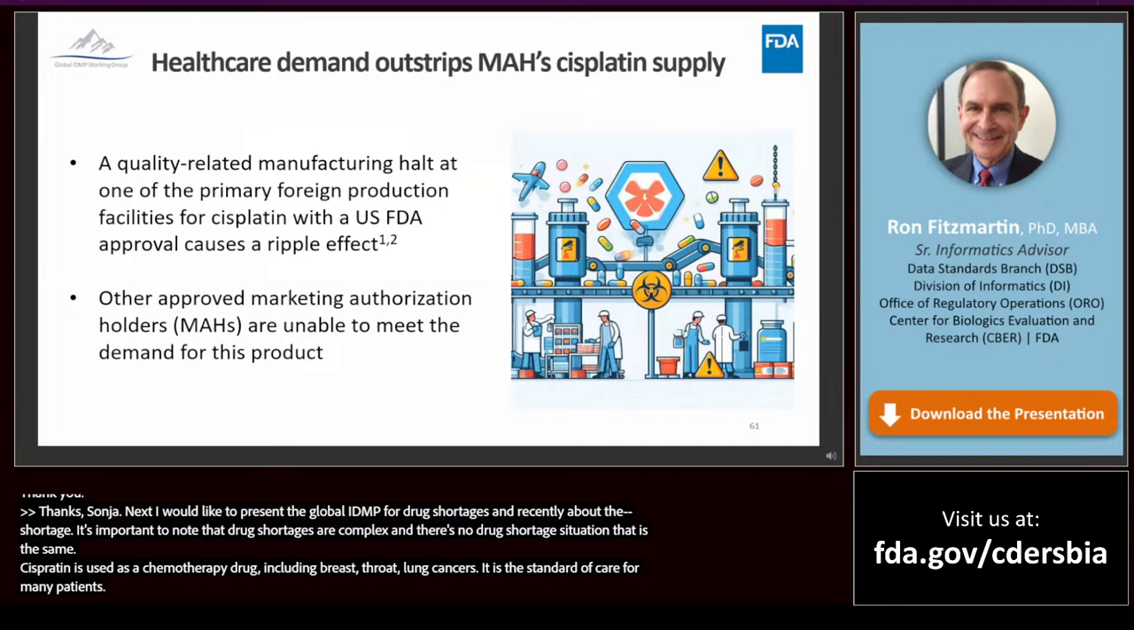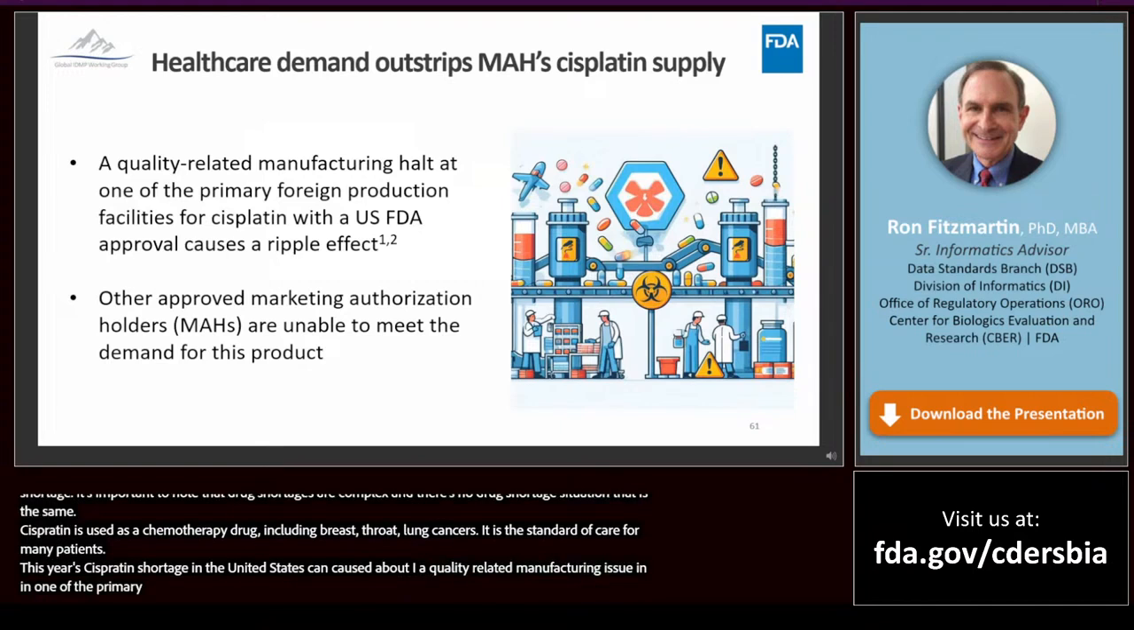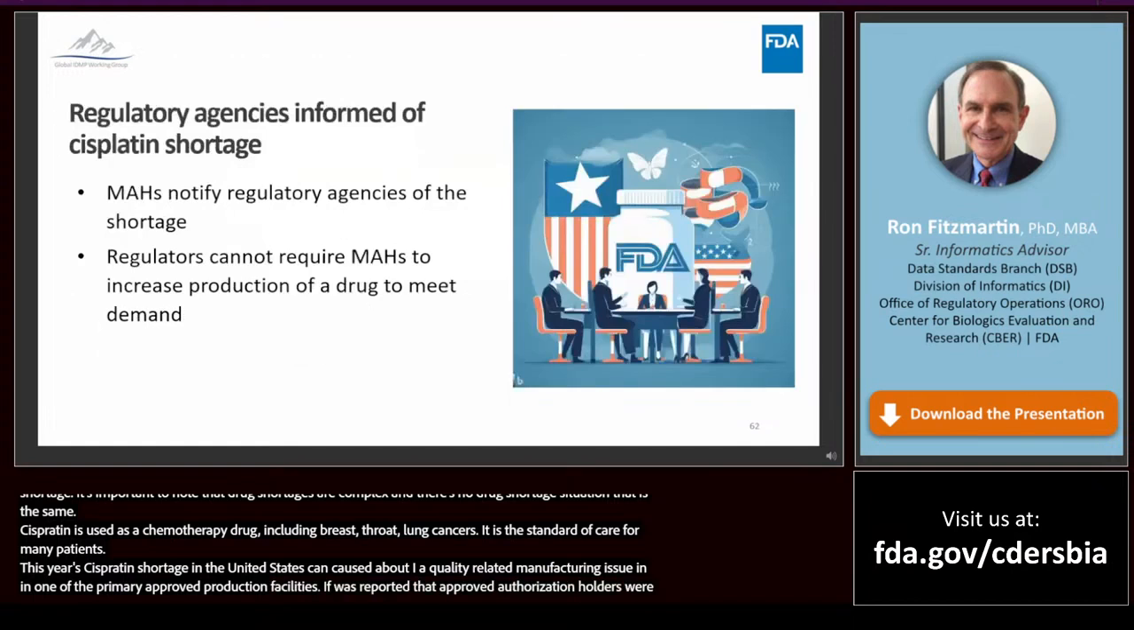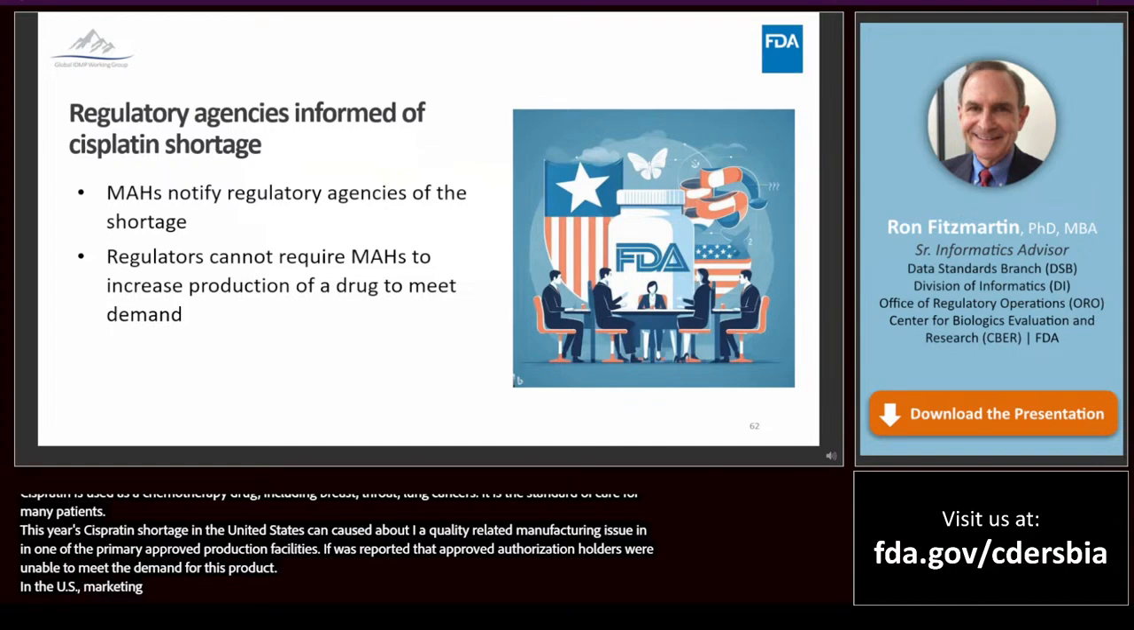This year's cisplatin drug shortage in the United States was caused by a quality-related manufacturing issue at one of the primary approved production facilities. It was reported that other approved marketing authorization holders were unable to meet the demand for this product. In the U.S., marketing authorization holders are required to notify the regulatory agency that the patient demand for cisplatin cannot be met.